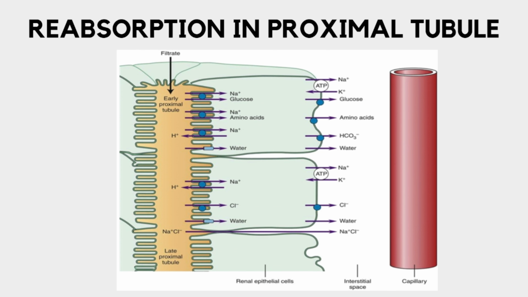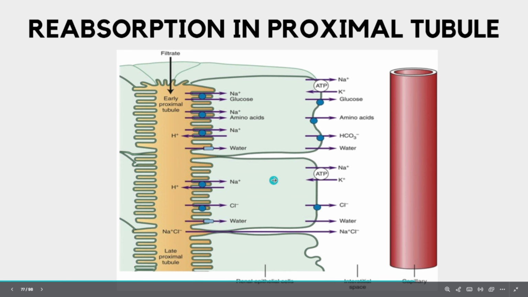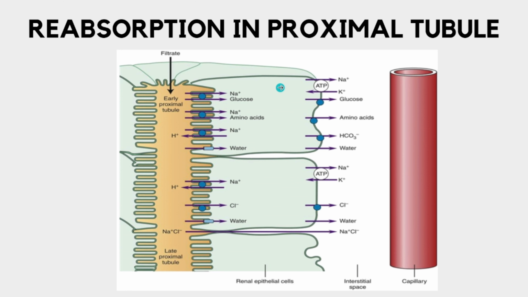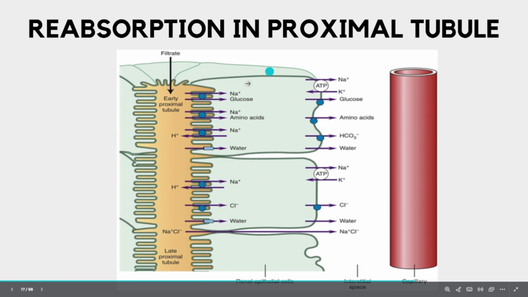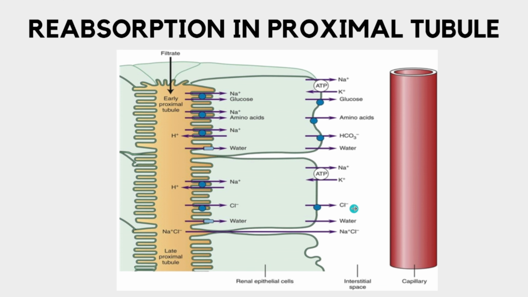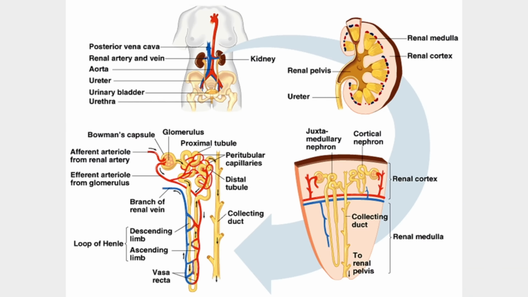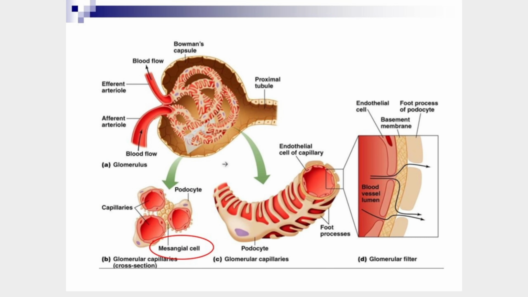Okay, so what is happening in the proximal tubule? This is a tubule, right? This is the proximal tubule, and this is the epithelial cells, the epithelial cells of the proximal tubule, and this is the interstitial space, and this is a blood capillary in the kidney. You will refer to the structure of the kidney. Normally it is the peritubular capillaries here. They call it the peritubular capillary.